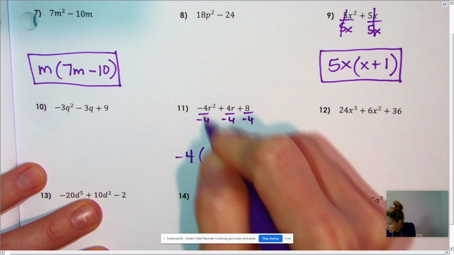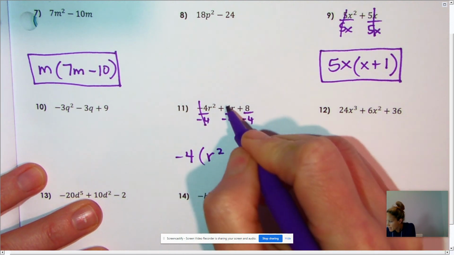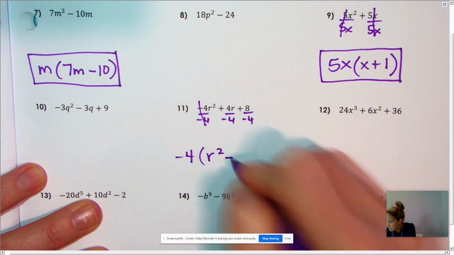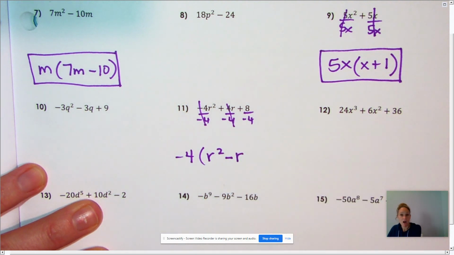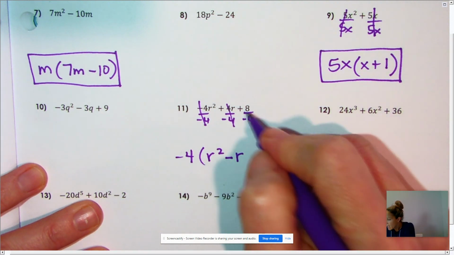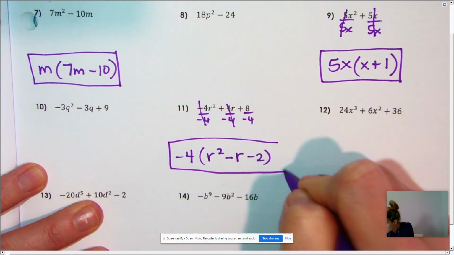Okay, so I'm going to put what's left. -4 divided by -4. Well, all I just have is the R squared. A positive divided by a negative is a minus. 4 goes into 4 one time. If it's just one R, I don't write the 1 with the R. You could, technically, not wrong, but it's not in the most simplified form. 8 divided by -4 would be -2. That's your answer for that one.